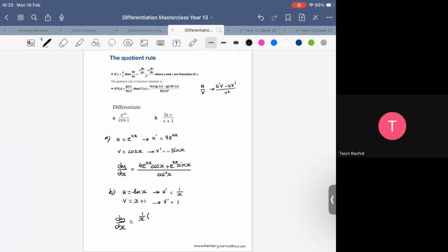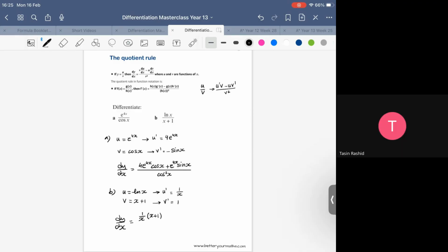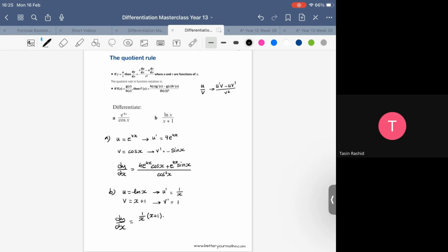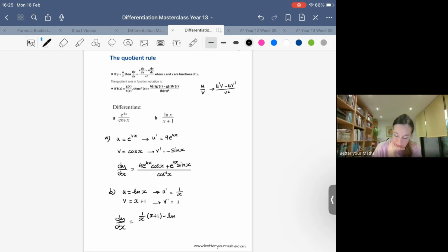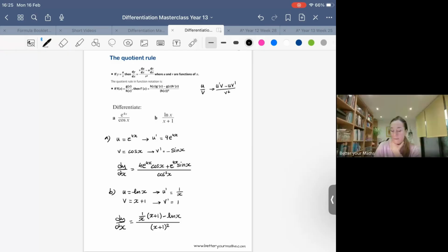Times (x plus 1), x plus 1 in brackets. Plus ln x, just plus ln x. Careful because it's a minus. Oh, minus ln x. Minus ln x multiplied by 1. Exactly. Divided by? (x plus 1) all squared. All squared. Exactly. That's it.